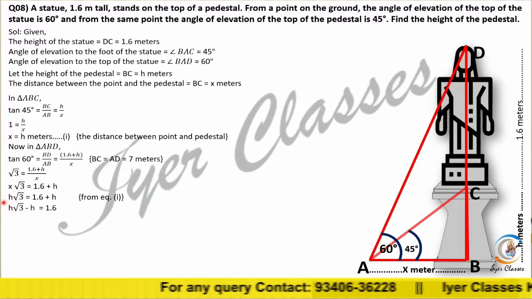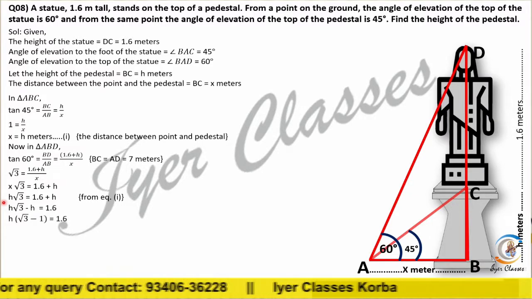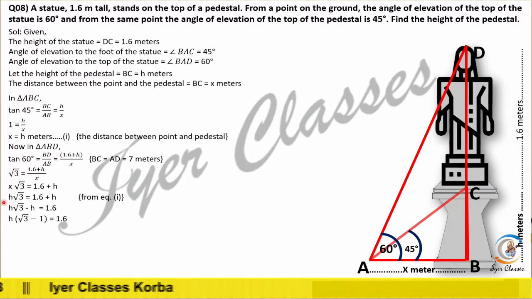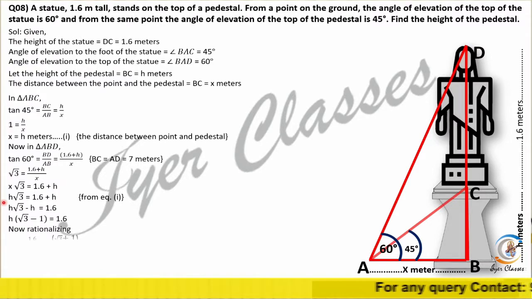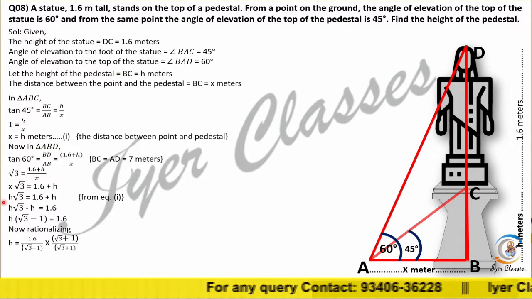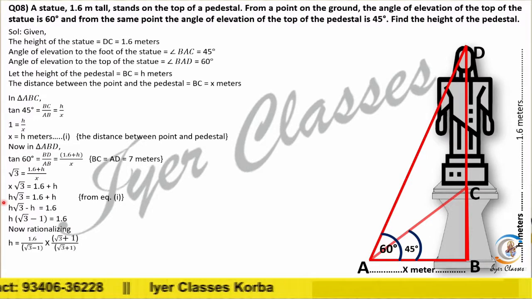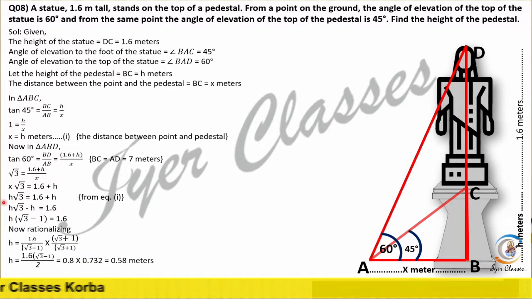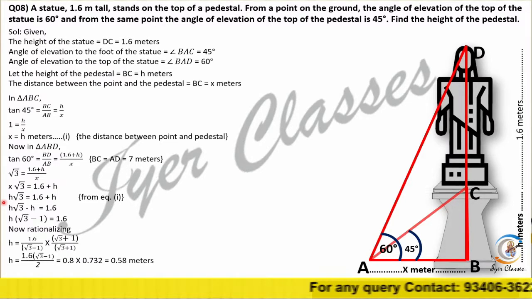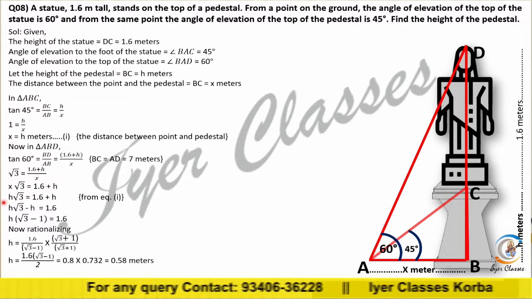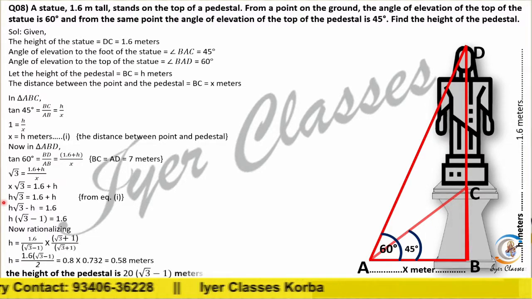Now again calculate, you will get H taken common, root 3 minus 1 inside the bracket. So H is equal to 1.6 divided by root 3 minus 1. Now rationalize it. On rationalizing, you get the height of the pedestal is equal to 0.58 meters. So you got the height of the pedestal.